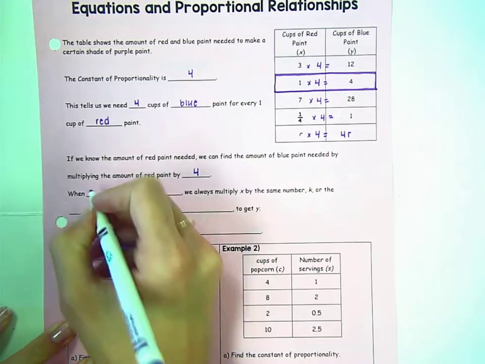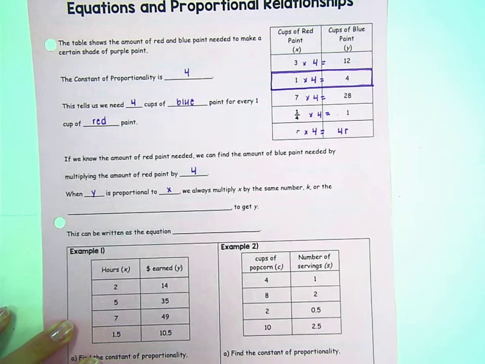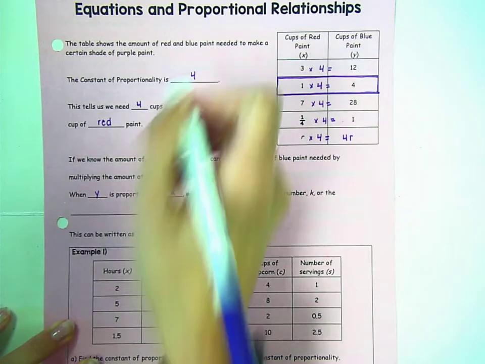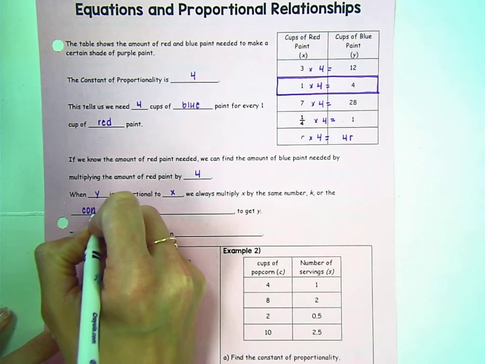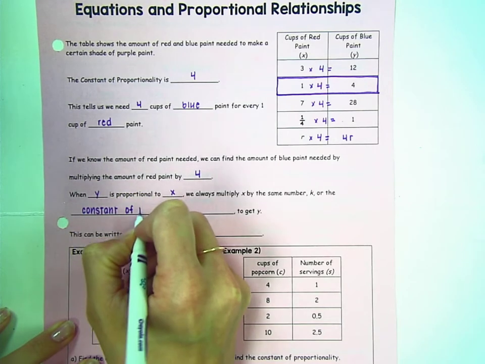So when y is proportional to x, or in this case, blue paint is proportional to red paint, we always multiply x by the same number. In this case, that same number is 4, which we know is our constant of proportionality. And now we're going to start calling that constant of proportionality k for short.